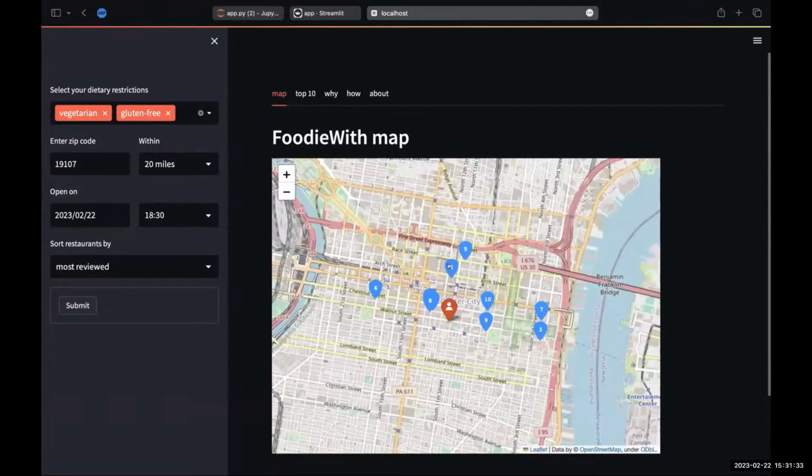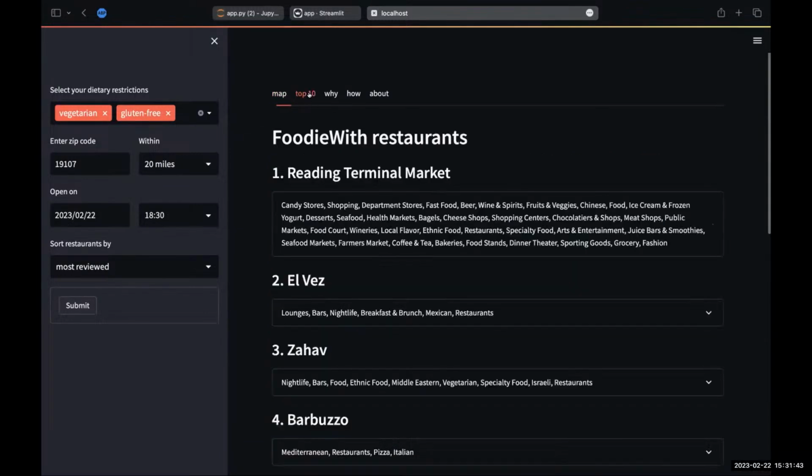So from this map, it's useful, and I could see that the top number one restaurant here is the Reading Terminal Market, but I'm curious to learn more about my other options. So I could click top 10, and I could see that this is a food court. The next one is a Mexican restaurant, and then there's also a Middle Eastern restaurant.